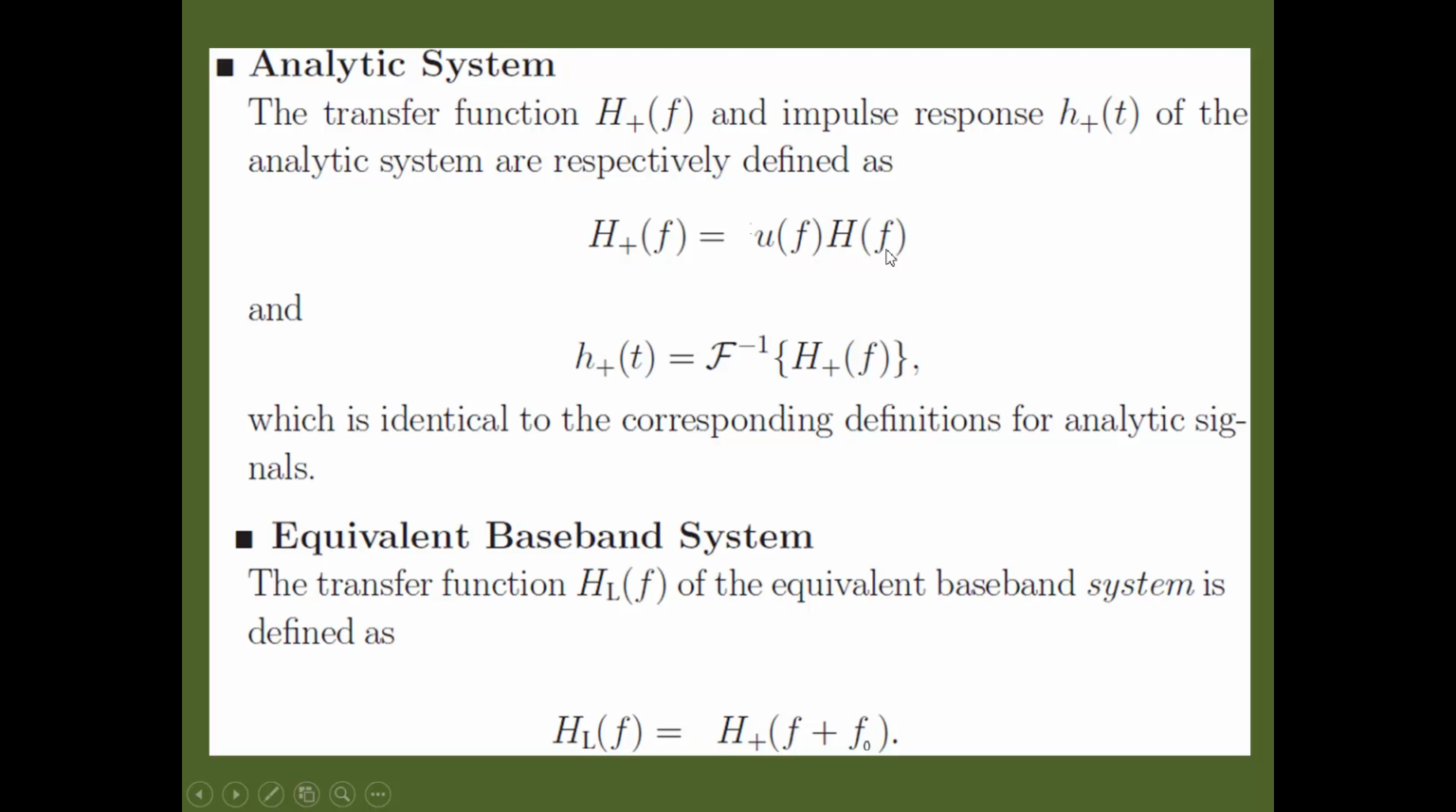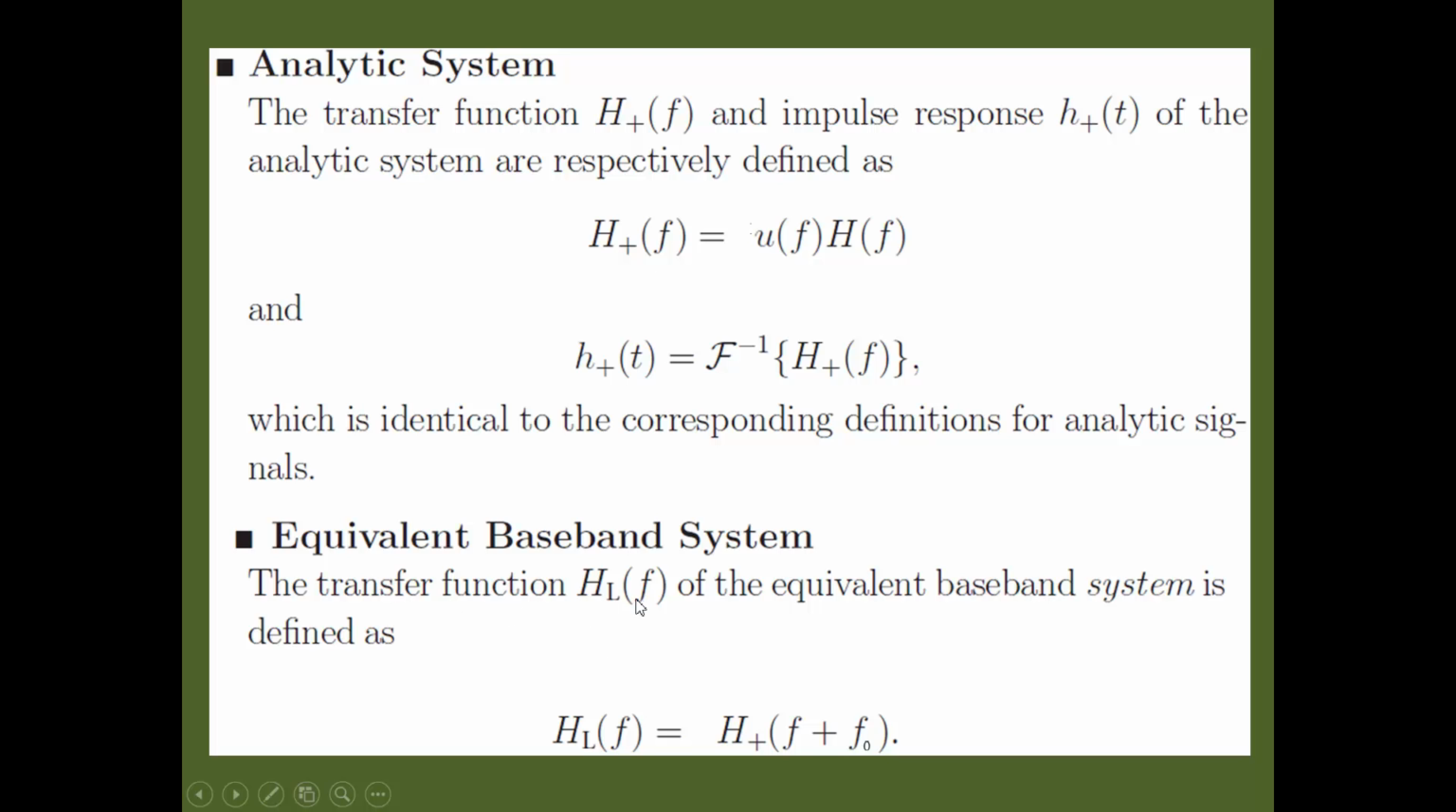H plus f equal to u(f) H(f), right? Because we are multiplying it with the unit step function, we will only get the positive side. If we take the inverse Fourier transform of H plus f, we will get the analytic system, which is equivalent to getting the analytic signal. So for the equivalent baseband system, this represents the positive side of the system. Now we have to look for the low pass equivalent of the system.